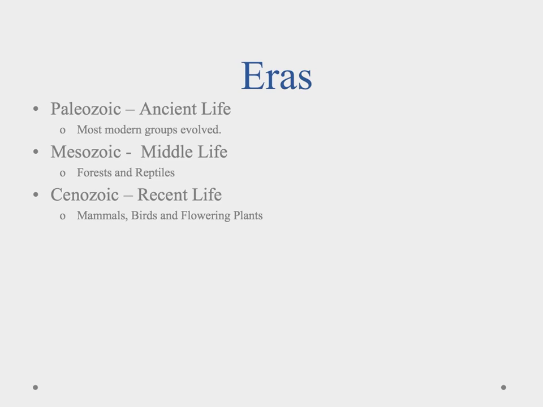The first one was the Paleozoic, and that's ancient life, and that's where we see most modern groups of animals and organisms and plants evolve. We're not seeing modern day ones, but at least we're seeing the types. That was followed by the Mesozoic era, and that's where we see a lot of forests and reptiles, and Mesozoic means middle life. And then the most recent era is the Cenozoic era, and we're still in the Cenozoic era. That one is where we see the rise of mammals, birds, and flowering plants. As I mentioned, we'll be talking about these in a lot more detail in the upcoming videos.